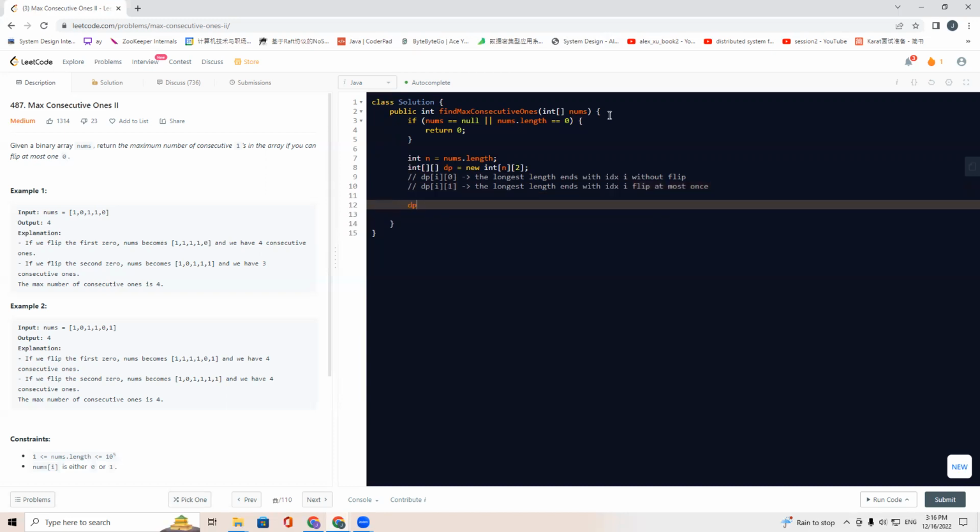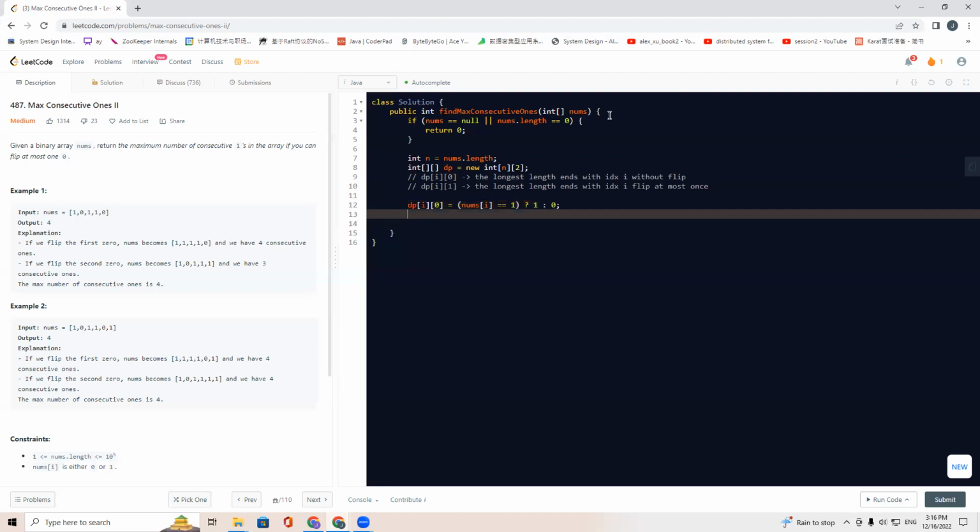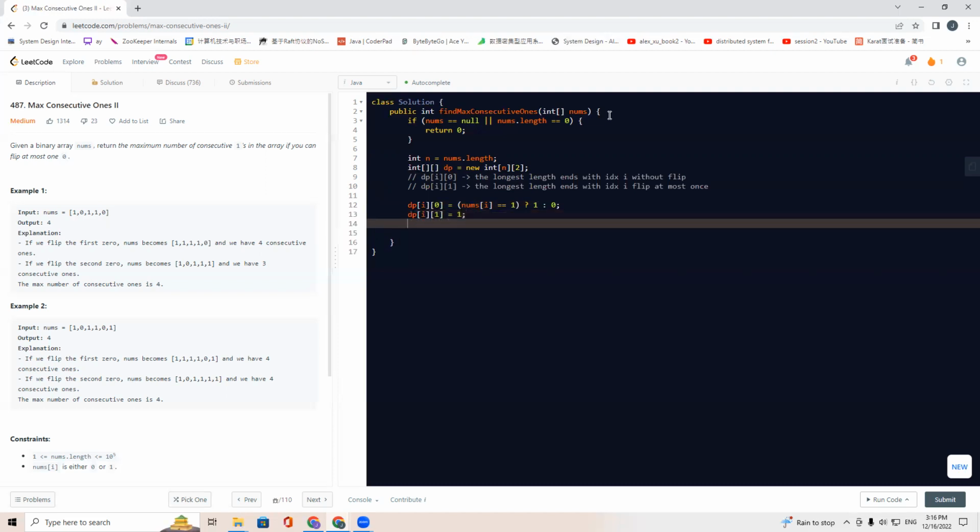So I say dp[0][0] will be nums[0]. If it's 1, that means we don't need to flip. Otherwise, if it's 0, we don't flip, the length will be 0, right? dp[0][1] will always be 1, no matter whether the first one is 0 or not.